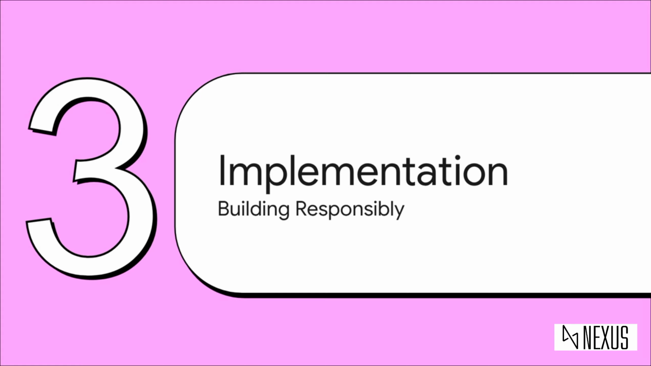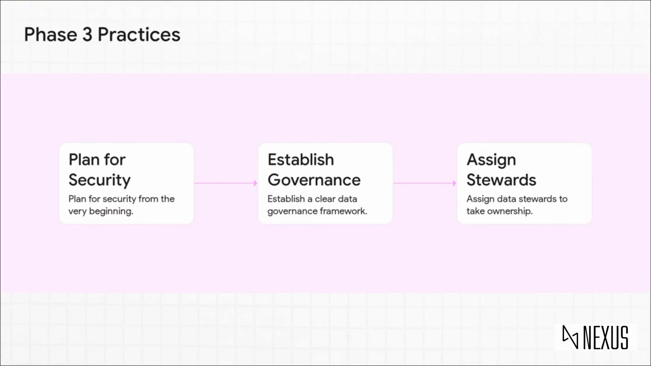So now we are ready for phase 3, implementation and governance. We've got our strategy, we understand our data, now it's time to build. But, and this is a big but, it has to be done responsibly. That means clear rules for security, for quality, and for management. This phase is built on 3 pillars that are totally interconnected.